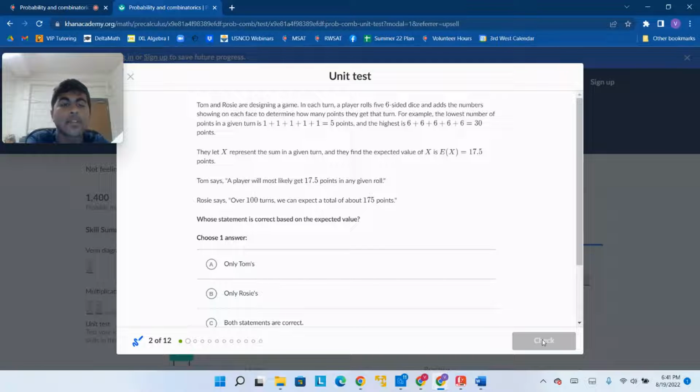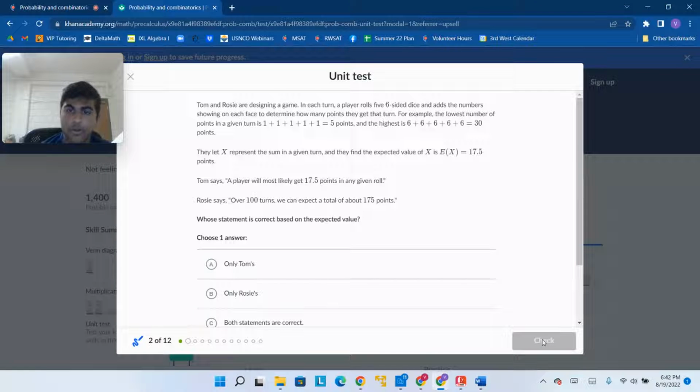They let x represent the sum in a given turn and find the expected value of x, E of x, is 17.5 points. Tom says a player will most likely get 17.5 points in any given roll. Rosie says over 100 turns we can expect a total of around 175 points. Well, let's see. So Tom says in any given roll, it's most likely that they get 17.5 points. Well, let's just think about what that statement means for a second, with common sense and intuition.